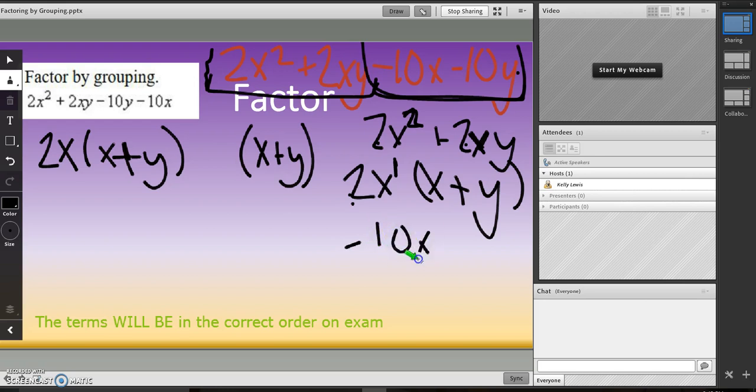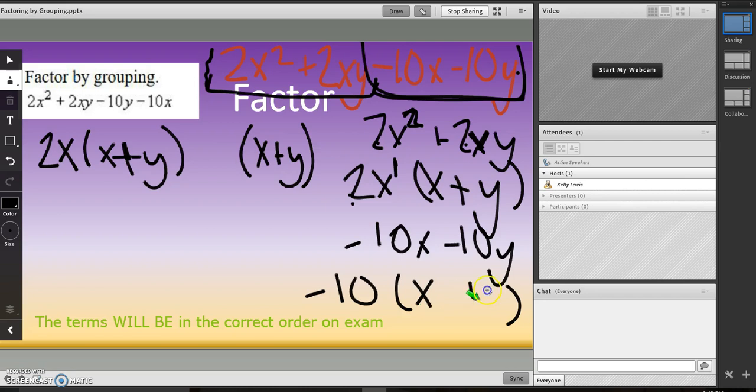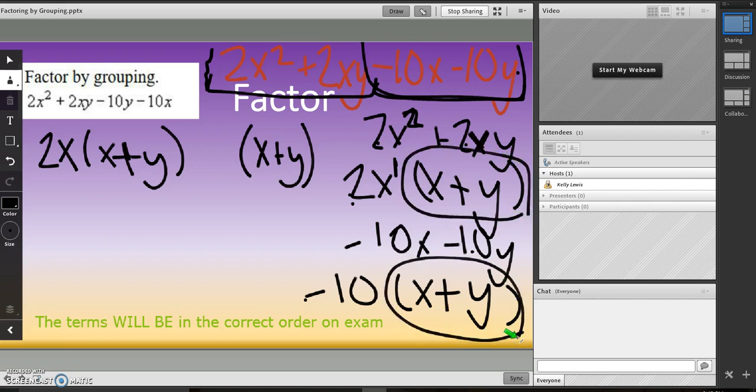Negative 10xy minus 10xy. All right, so we're going to ask ourselves, we have negative 10x minus 10y. We've got to take out what's in common, and they have a negative 10 in common. So negative 10x divided by negative 10 is an x. Negative 10y divided by negative 10 is a y. Okay, and negative 10 divided by negative 10 is a positive 1 because, remember, this dude and this dude have to be the exact same. Can't be a different sign. Okay, this is a negative 10.